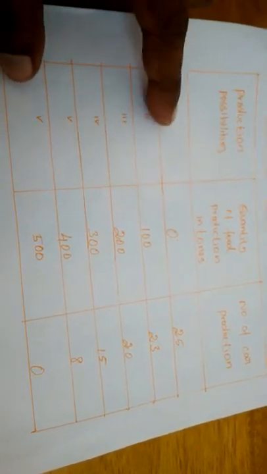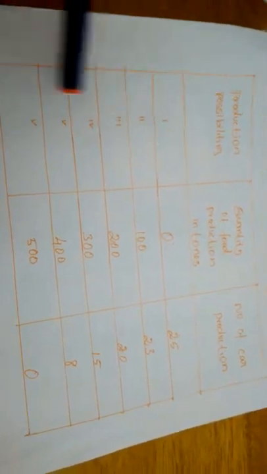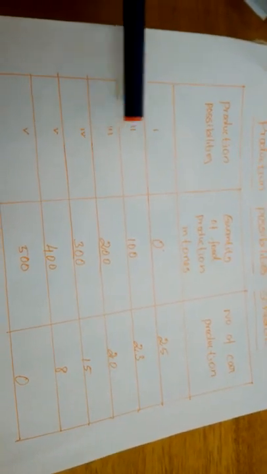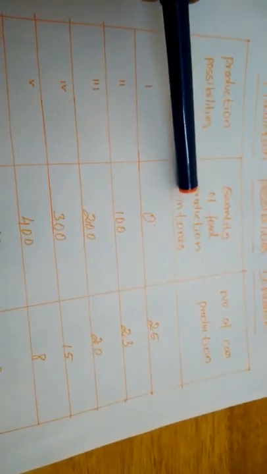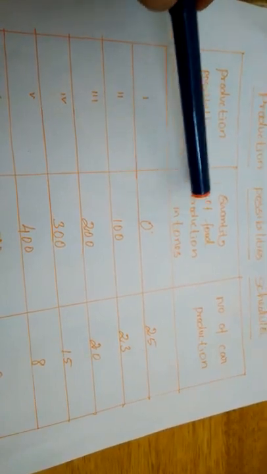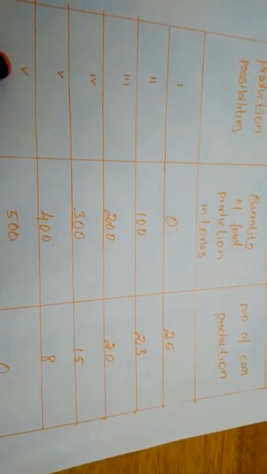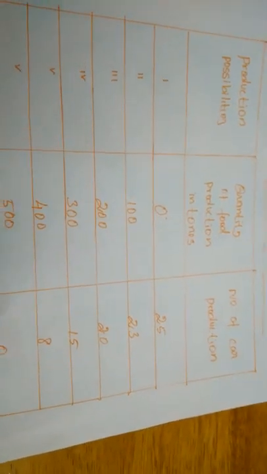In this schedule, there are three columns. In the first column, the possibilities are mentioned. There are five possibilities to produce the commodities. The quantity of food production is mentioned in the second column, and the number of cars produced is mentioned in the third column. We have possibilities to produce two commodities.